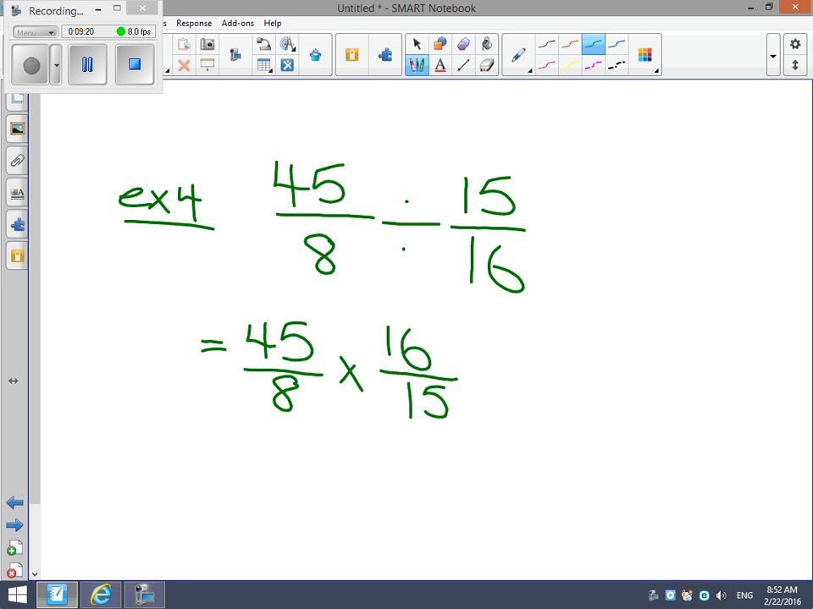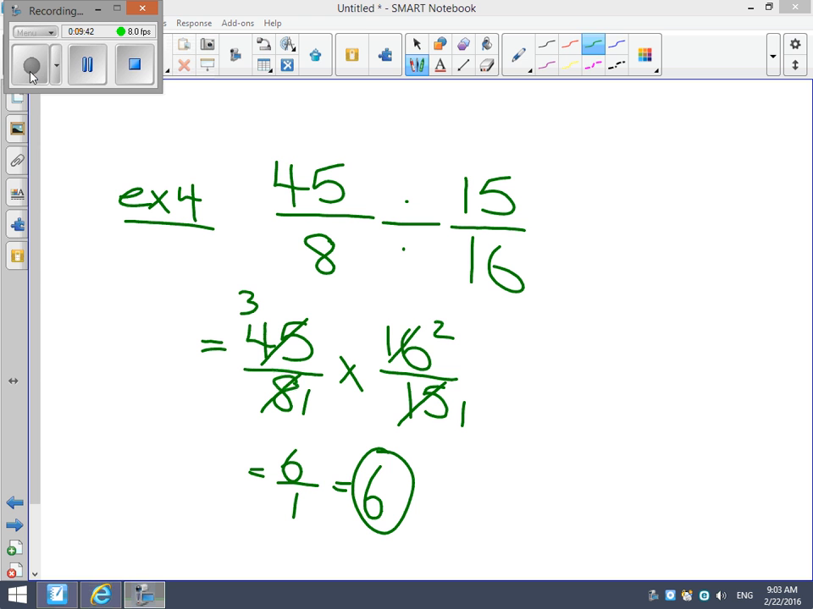I know that 15 and 45 are factors of each other, so 15 goes into itself once, and 15 will go into 45 3 times. Just as I know 8 and 16 are factors, 8 goes into itself once, 8 goes into 16 twice. What this is, 3 times 2 is 6 over 1, which equals 6 as a whole number.